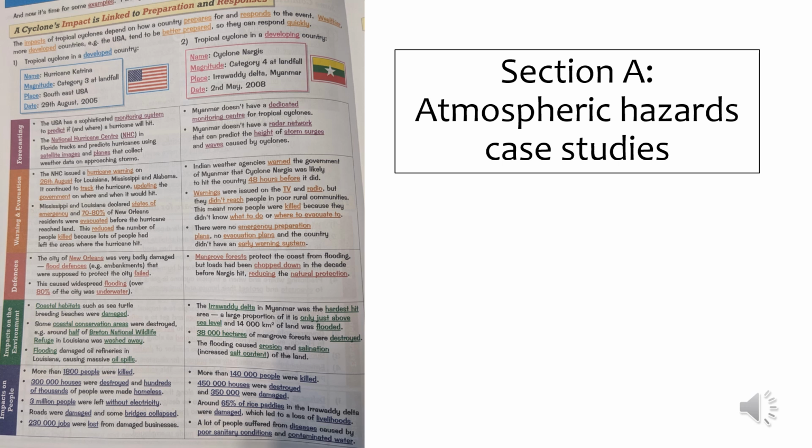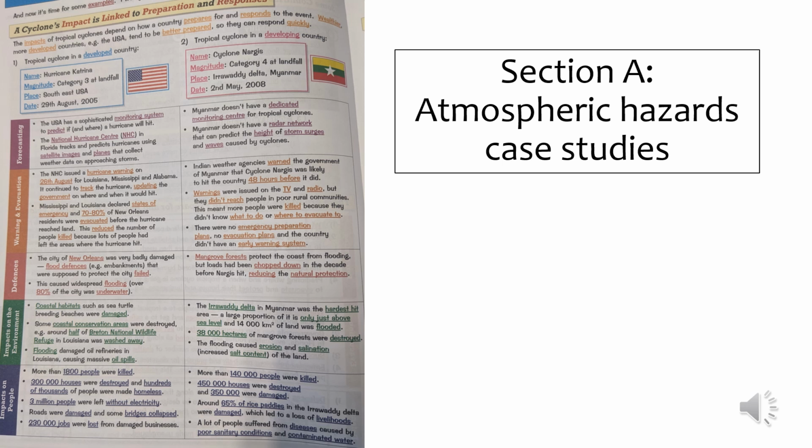In Cyclone Nargis, it was a developing country. They did know that the hurricane was coming, again from looking at satellite imaging, but their biggest issue was that many people didn't have mobile phones or TVs to be able to get the warning. So people living in rural areas, particularly in the Irrawaddy Delta, which is the bit where the river meets the ocean, so very low-lying, very flat, lots of farming communities, they didn't know that it was coming. So there was no evacuation, there were no warning systems, no alerts or anything like that.